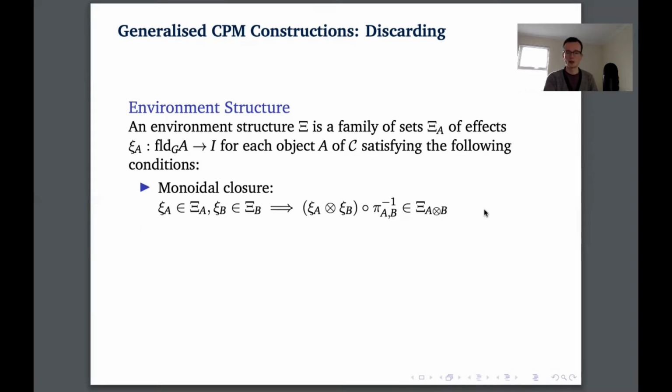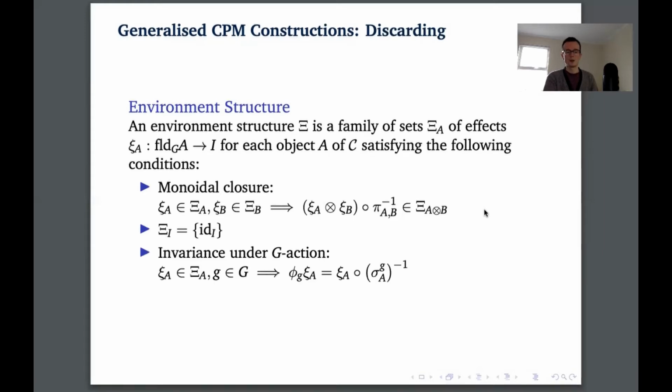Secondly, we ask that the only effect on the unit object is the identity map. And finally, we want our effects to be essentially invariant under the action of G. By this, I just mean if we take our effect and hit it with phi of G, then we should get back our original effect, again up to some isomorphism which just rearranges the tensor factors in A. For more information on these two isomorphisms, you can see our paper.